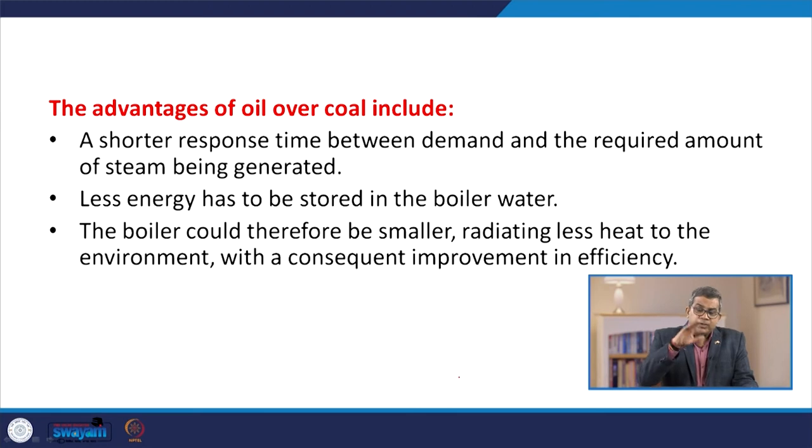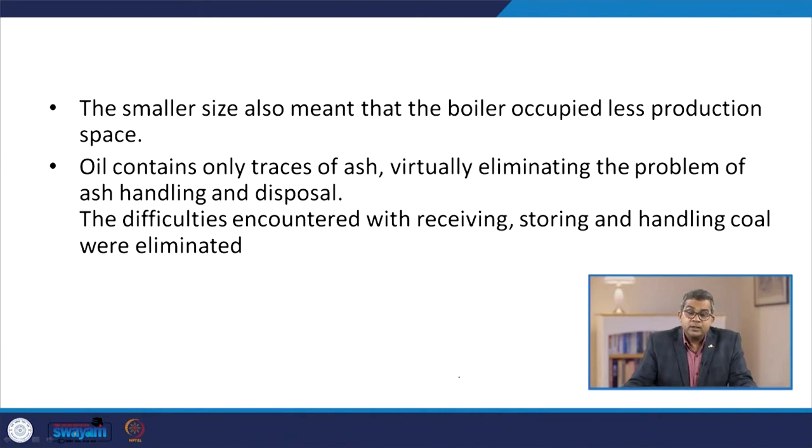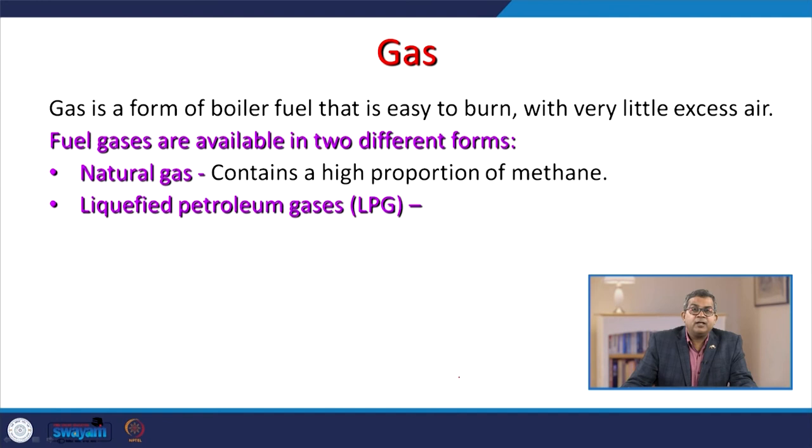Now, when we have the choice between oil and coal, there are certain advantages associated with oil over coal. This includes the shorter response time between the demand and the required amount of steam being generated. Less energy has to be stored in the boiler water because of this shorter response time. The boiler could therefore be smaller, radiating less heat to the environment, with a consequent improvement in efficiency. A smaller size also means that the boiler occupies less production space, so again an indirect cost reduction. Oil contains only traces of ash, virtually eliminating the problem of ash handling and disposal, which is a very burning problem. The difficulties encountered while receiving, storing and handling coal are usually eliminated.